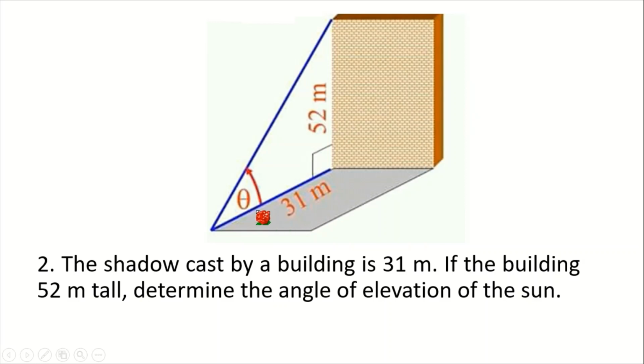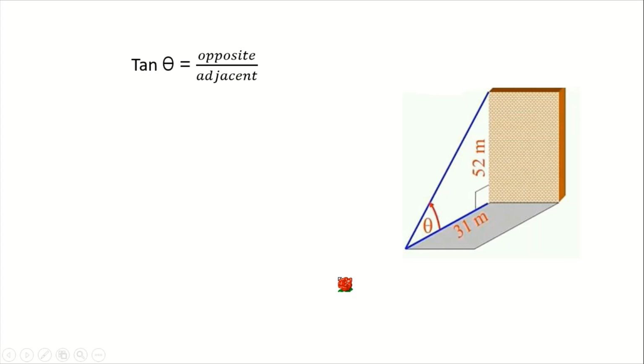So, hinahanap natin si angle of elevation. So, ito yung hinahanap natin. So, mayroon na tayong adjacent. If this is our angle theta, so we have now adjacent and we have now the opposite. So, we can use tangent, right? So, substitute lang natin si opposite, which is 52 meters, and adjacent, which is 31 meters.